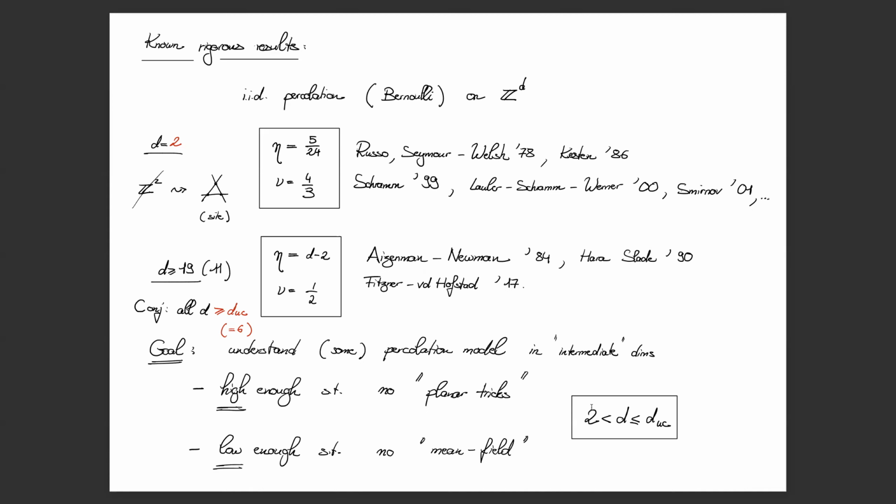And maybe one takeaway of the talk is that this question has already been investigated for the IID percolation model, which is the simplest one to define. But it turns out that in intermediate dimensions, the simplest model to define is not necessarily the simplest one to study. So the percolation model that I'm alluding to here is not going to be Bernoulli percolation. It's going to be another model, which I will introduce now.